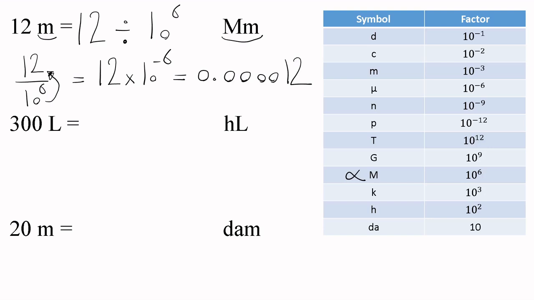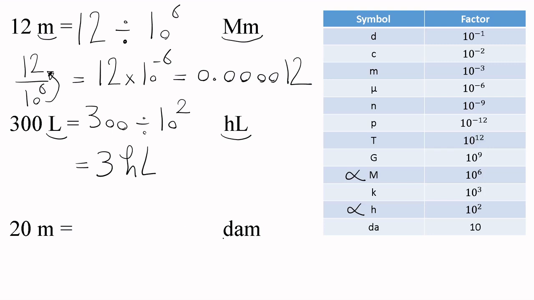300 liter to hectoliter. Okay, we have a base unit and we want to convert it to a prefix unit. We must divide. Hecto is 10 to the power of 2, so 300 divided by 10 to the power of 2. And it's really simple. You do not need to do that. It's going to be 3 hectoliter.